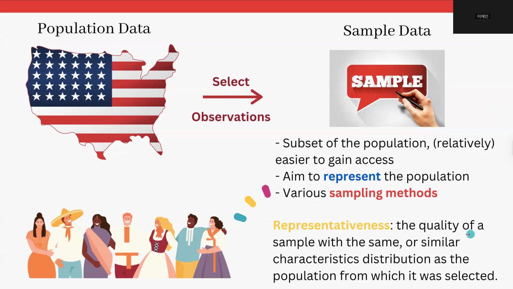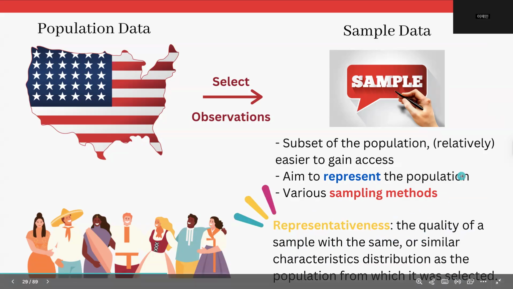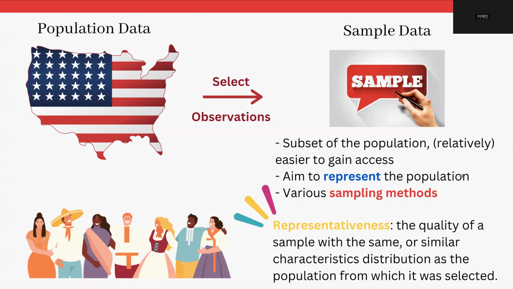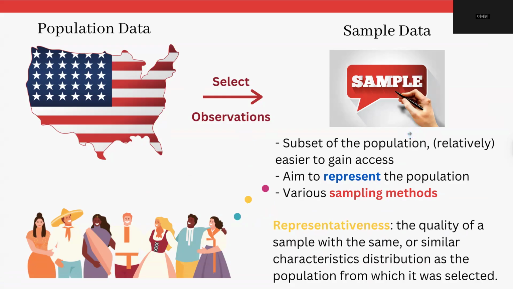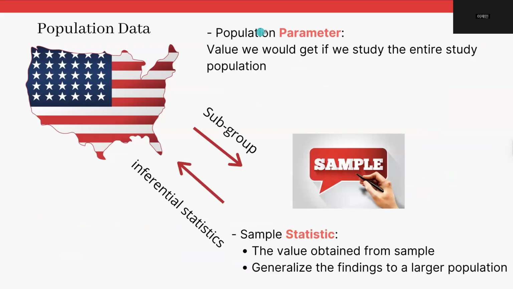representativeness, this is the quality of the sample with the same or similar characteristics distributed as the population from which it was selected. So population is the total number of people, and the sample is selected from the population based on the criteria of the sampling method. So we say the population has the population parameter, and we are using the sample statistic. But usually, we do not have the population parameter because these come from the population data.